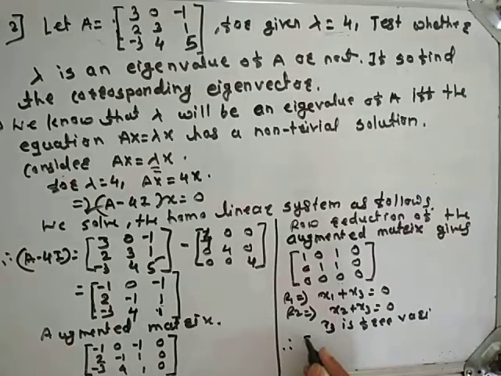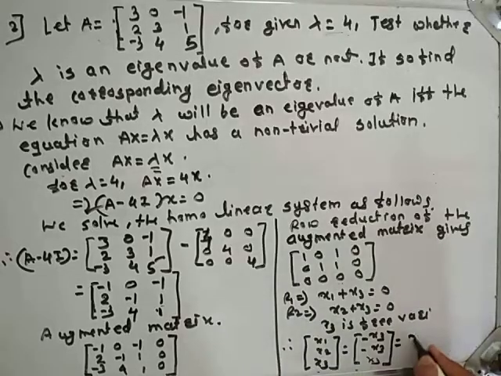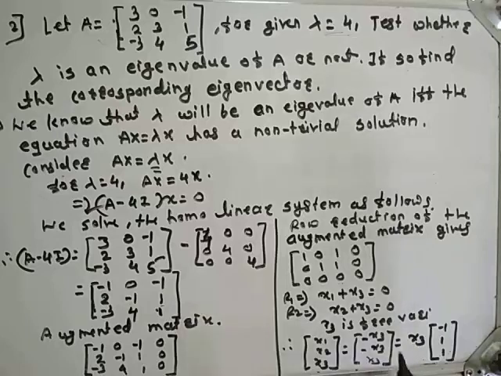Therefore we will get the values of x1, x2, x3 equal to, here x1 is equal to minus x3, x2 is also equal to minus x3 and x3 as it is because it is a free variable. So we will get x3 into minus 1, minus 1, 1. Okay, this is the coefficient of x3. This shows that lambda equal to 4 is an eigenvalue of matrix A.